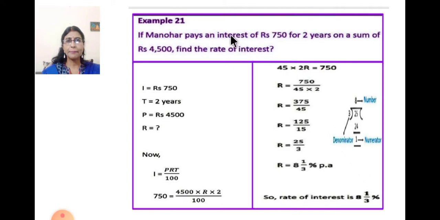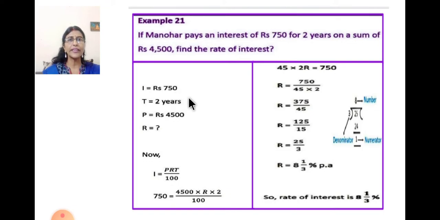Now next example of the textbook, example number 21. If Manohar pays an interest of rupees 750 for 2 years on a sum of rupees 4,500, find the rate of interest. Now here we have to find out the rate of interest. So first we will write what is given in the question. We know here interest. Here you can see interest is given. So I is equal to rupees 750.